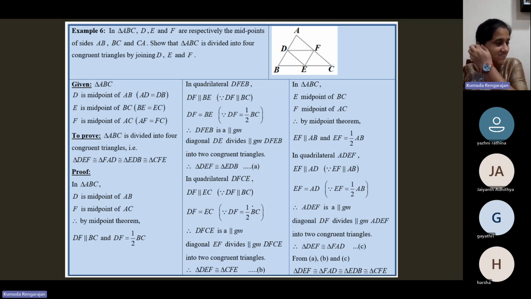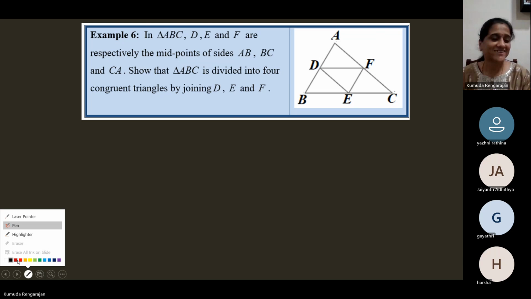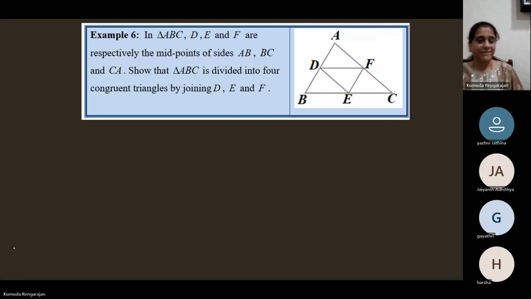Okay, we'll start with Example 7. We'll start with Sanjay. Sanjay, how do you begin? DBEF is a parallelogram. Okay.